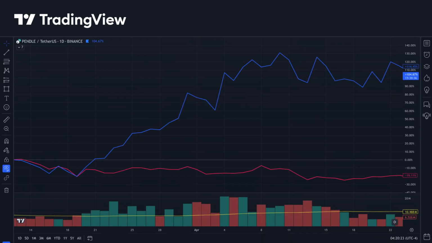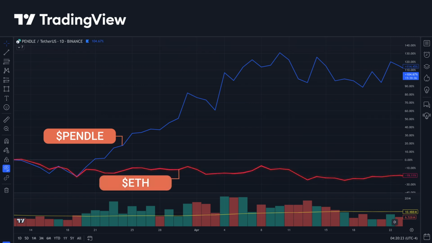Now let's check out your skills at identifying pattern relative strength. I'll provide you with a chart of a cryptocurrency and its benchmark, and your goal is to determine whether the cryptocurrency is showing pattern relative strength or not. In this example, we're comparing Pendle, a leading crypto altcoin at this time, with the performance of Ethereum, a benchmark for the overall performance of the altcoin market.